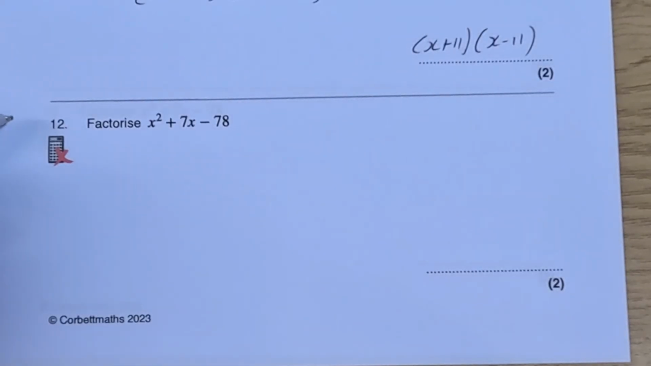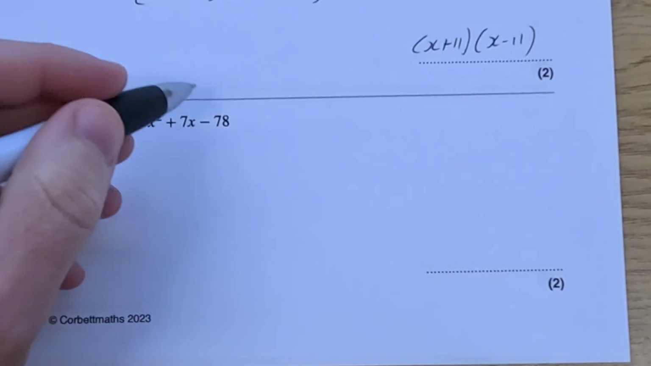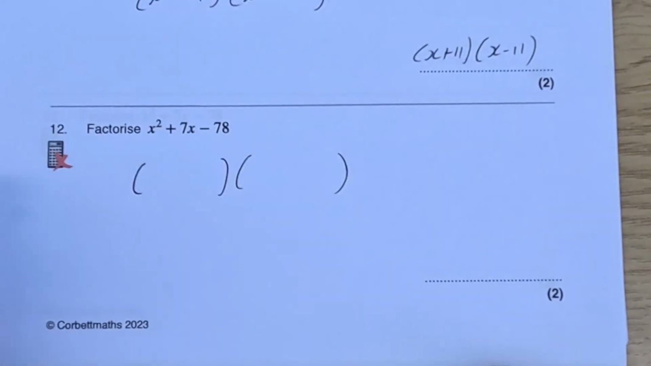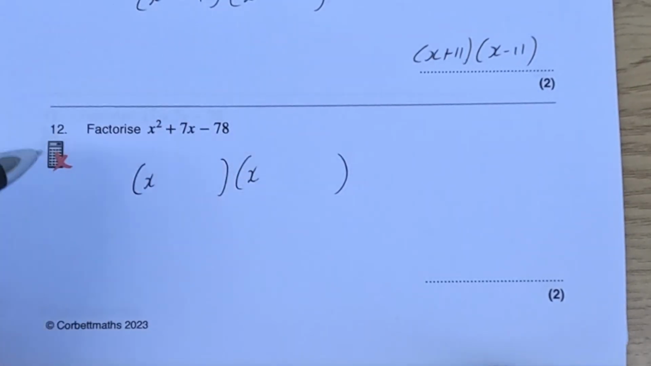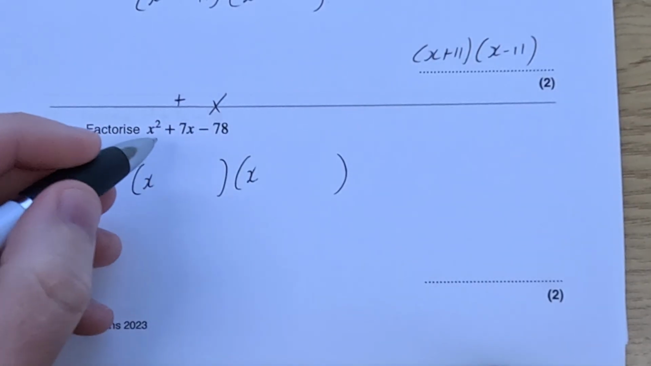Okay, let's look at our next question, question number 12. So question number 12, we've been asked to factorize x squared plus 7x minus 78. So again, it's a quadratic, and we want to factorize it. So let's put our brackets down, bracket, bracket, bracket, bracket. We've got an x squared, so let's put an x at the front of both brackets. And we want to find two numbers that times together to be minus 78 and add together to be 7.